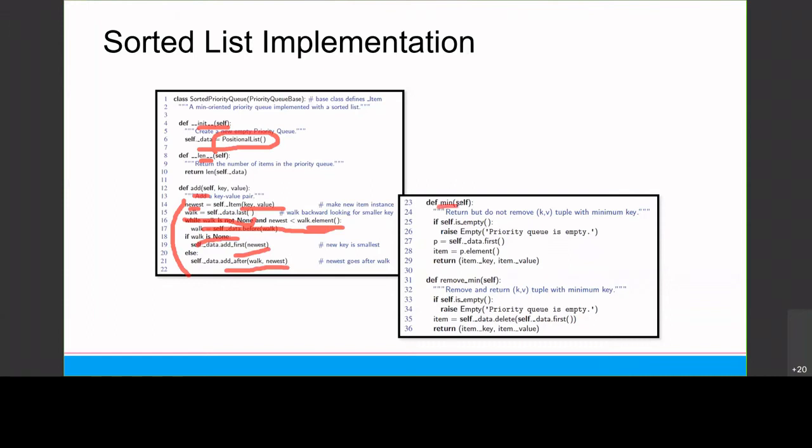For the minimum, because it is a sorted list, you will just check whether it is empty or not. If it is empty, then give the exception. If it is not empty, then you can just get the first data. The same with remove minimum: you just check whether it is empty or not. If it is empty, then you give the exception. If it is not empty, then you just delete it.